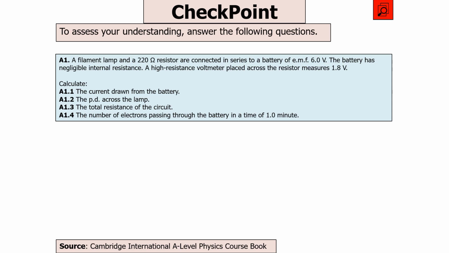The next question says, a filament lamp and a 220 ohm resistor are connected in series to a battery of 6.0 volts EMF. The battery has a negligible internal resistance. A high resistance voltmeter is placed across the resistor and measures 1.8 volts. Calculate the current drawn from the battery, the PD across the lamp, the total resistance of the circuit, and the number of electrons passing through the battery in a time of 1 minute. So pause the video now, then unpause the video when you want to go through your answer.